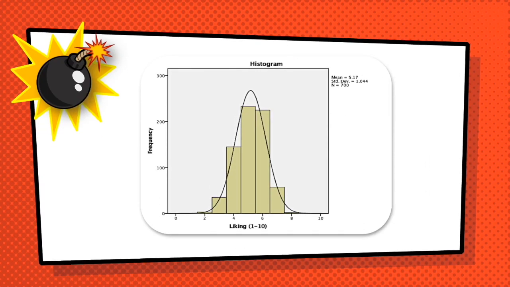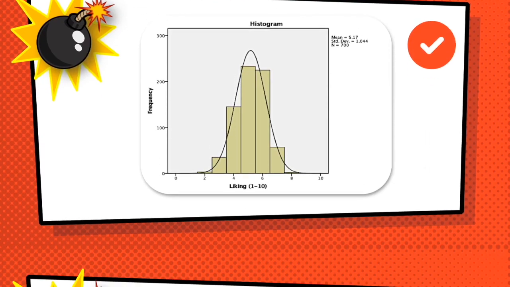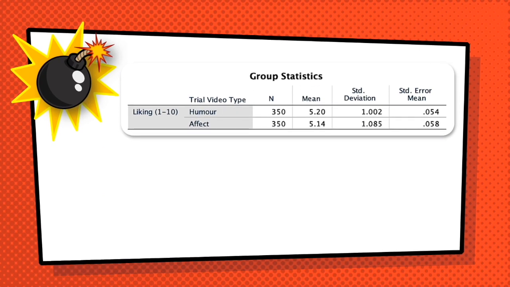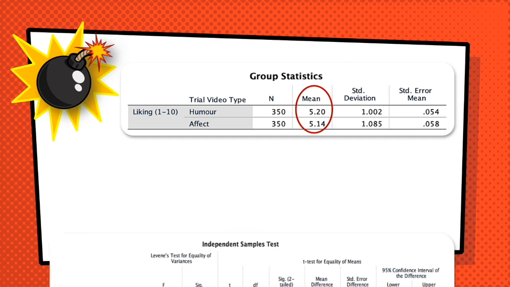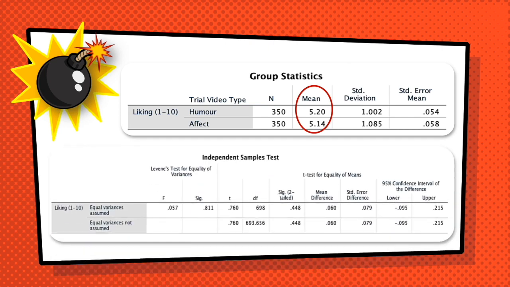We first check the distribution of the score with histogram and it's normal. The first table showed the mean score of liking for humor video is 5.20, higher than the other video, which is 5.14. Then we check the significance in the second table.